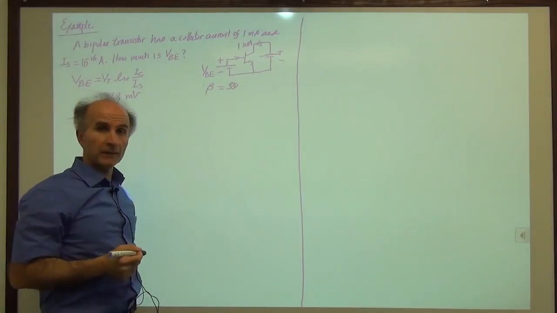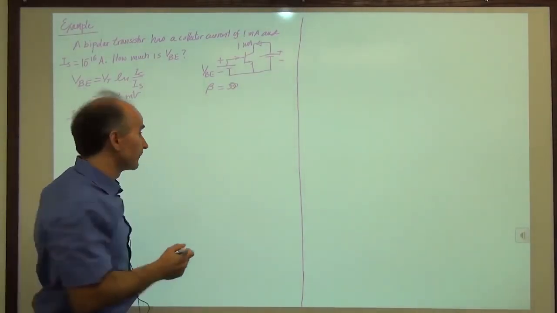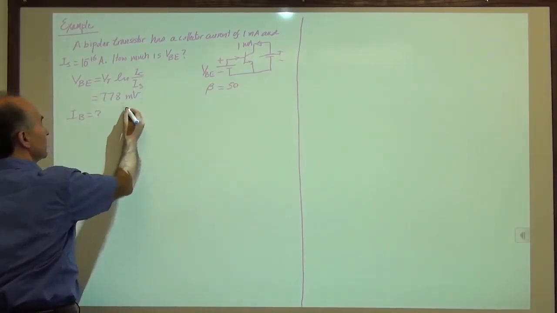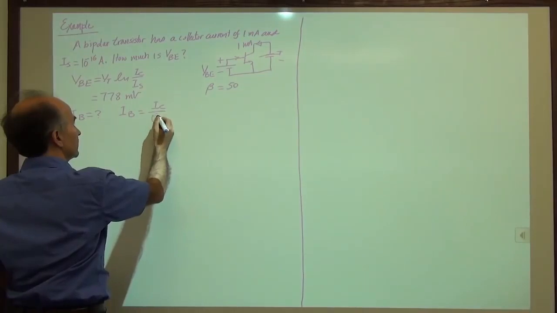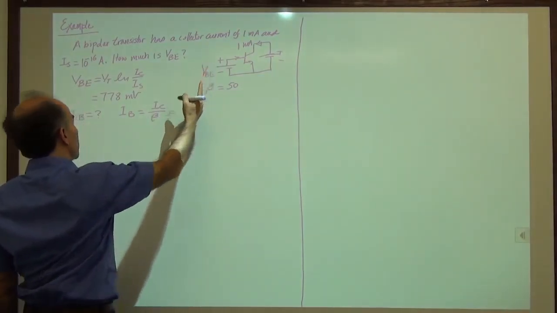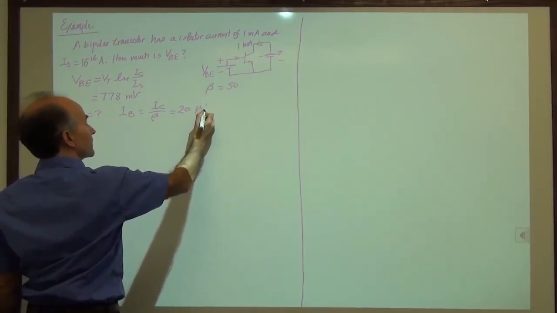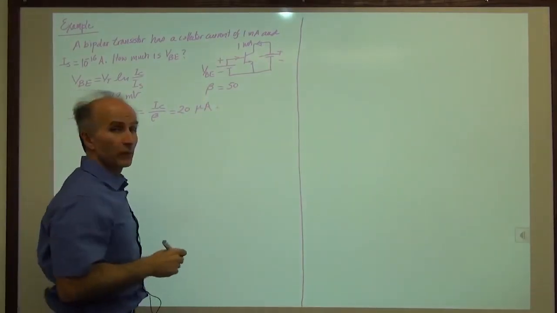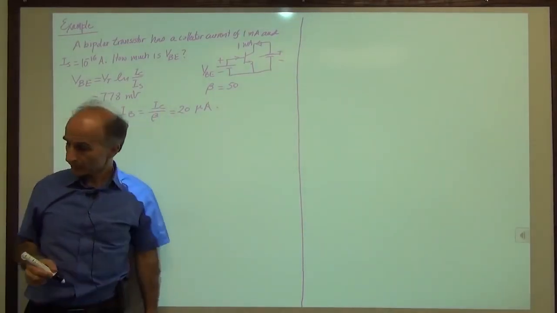Well, we remember that the base current is the collector current divided by beta. So we say IB is equal to IC over beta. And 1 milliamp divided by 50 is 20 microamps. So that's the base current. Not that exciting.